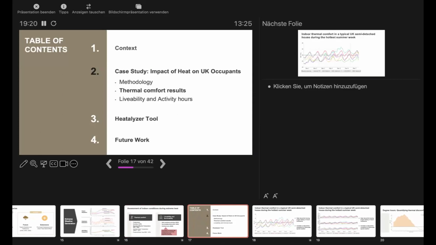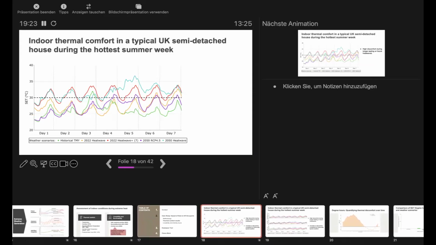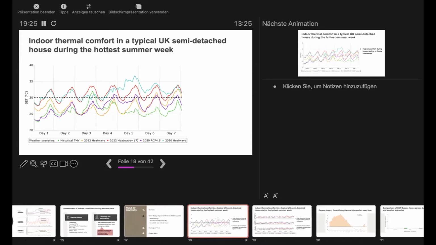So what I want to show you now is the observed indoor thermal comfort during a heat wave in a typical UK semi-detached house. Semi-detached houses are the most common housing type in the UK. And for anyone who's not familiar with it, it's just a house that shares one wall with another house next to it.